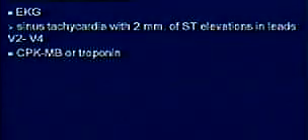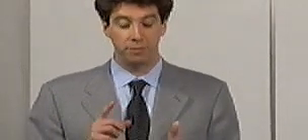Troponin, which is a newer enzyme that's not even available, I don't think, in every hospital around the country yet, but it's becoming more and more available, is more expensive than a CPK-MB, but turns out to be a more useful test because, number one, it's more sensitive. CPK-MB might be normal in the setting of a real infarct, and the troponin level will be elevated.